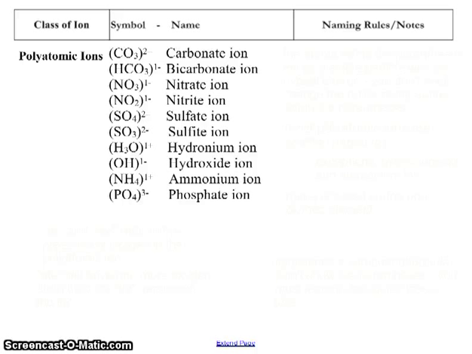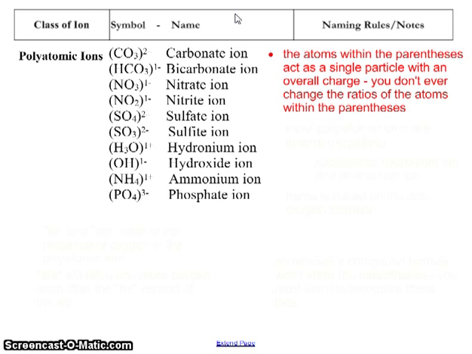The last batch of ions are what we call polyatomic ions. Polyatomic meaning many atoms. And in each ion, the atoms within the parentheses are meant to act as a single particle with an overall charge. And in fact, those ratios inside the parentheses, you're not allowed to ever change them. That ratio stays very constant for the purposes of this chapter. So what we see here is that one carbon, when it's chemically combined with 3 oxygens, overall that particle, that CO3 particle, has an extra 2 electrons, a -2 charge.